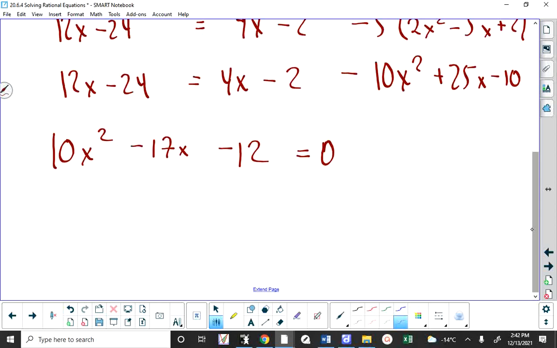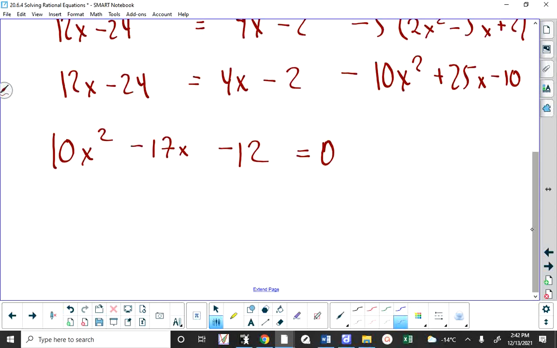And get negative 12. So 10x squared, 12x minus 4x is 8x, 8x minus 25x is negative 17x. That looks good. Negative 24 plus 12 is negative 12. I think it looks okay. Yay, nay? Good.